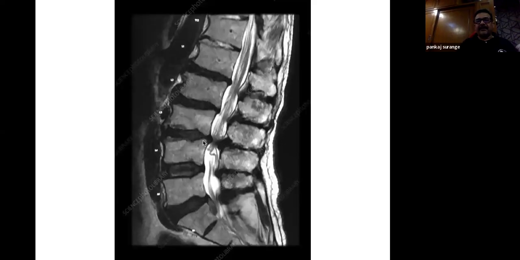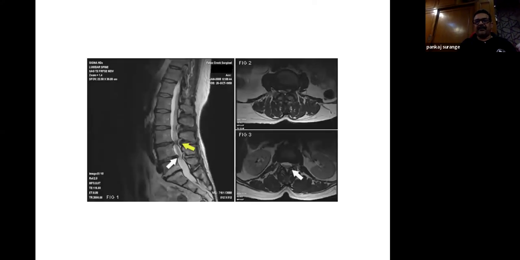Now look at this. In this case, what is happening here? It's not the disc which is compressing the nerve root. It's the flavum which is causing compression. So in this case, we have to decompress the flavum, not the disc. There's no point in going inside the disc or removing the disc from here. It's the flavum we have to target. That we can see on the MRI.